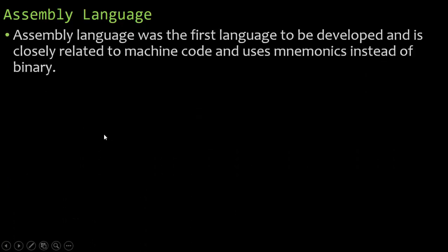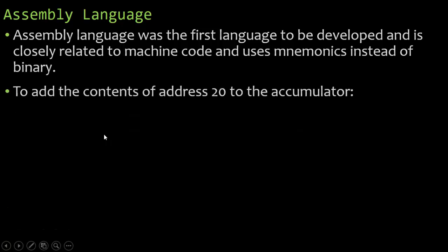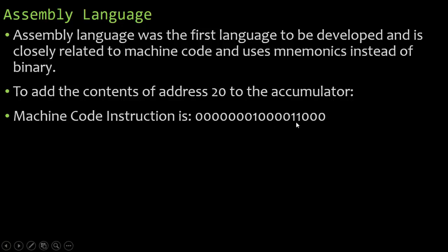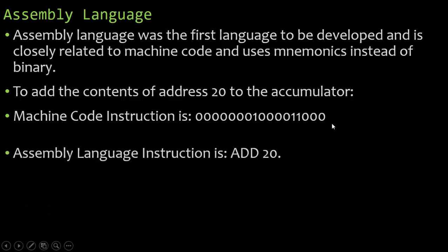Now, assembly language was the first language to be developed, and is closely related to machine code and uses mnemonics instead of binary code. To add the contents of address 20 to the accumulator, we would do the following. Now, in machine code, the instruction is this. I looked it up and was able to find the machine code. There is no way I could give this to any programmer and say, please tell me what this does. They're going to tell you it's some form of binary and it does something. But if we wanted to add 20 to the accumulator, we'd have to write this out in binary. That's not going to transpire at all.